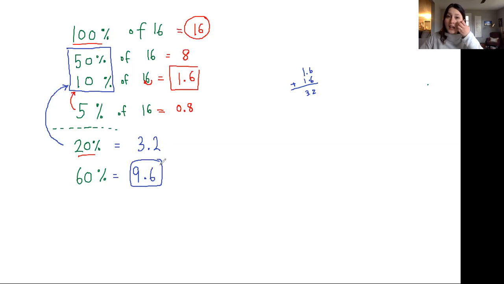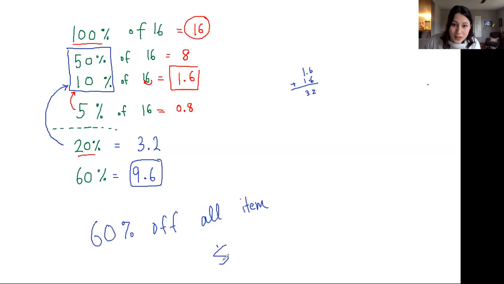So if you saw a sale rack and it said 60% off all items, and maybe this shirt that you're looking at is $16, then that means it's $16 minus 9.6. So subtract that, and that's the cost of your shirt, which is really cheap, right? So 60% off is hard to beat. That's a good sale right there.